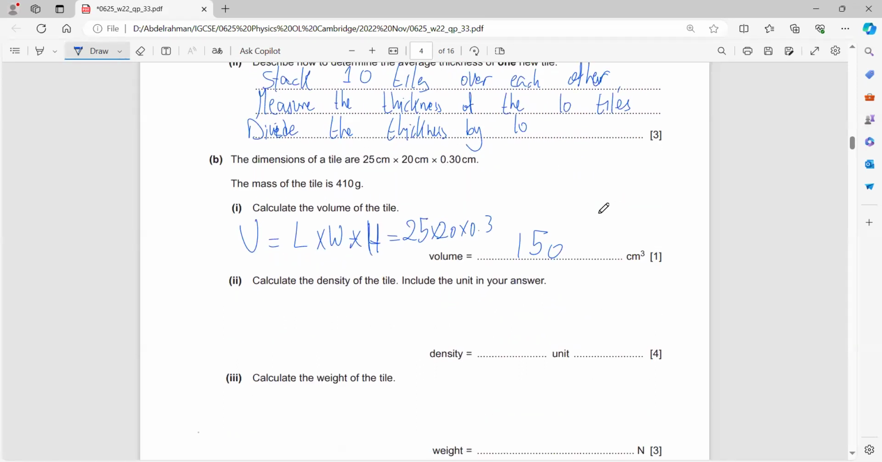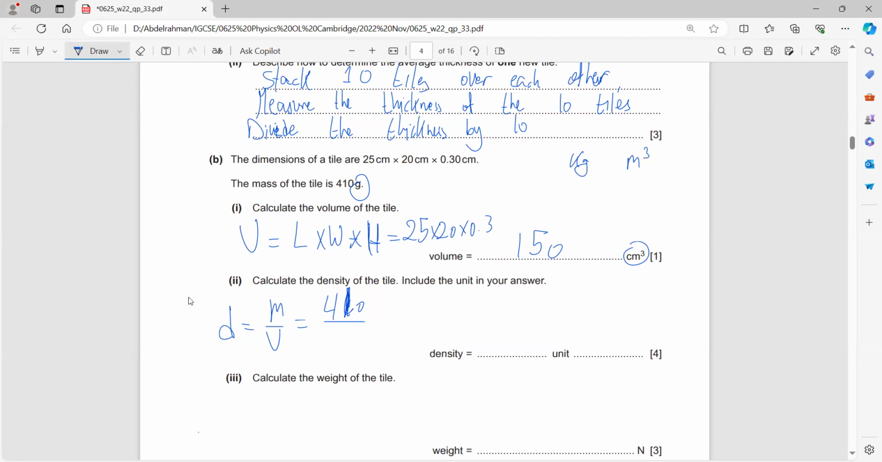Calculate the density, 4 marks. Include your working. Density equals mass over volume. What's the mass? 410 grams. But when we do mass over volume, do we have to convert grams to kilograms? No. Density equals mass over volume. You can use grams and the volume would be in centimeters cubed. Another equation could use kilograms and the volume in meters cubed.